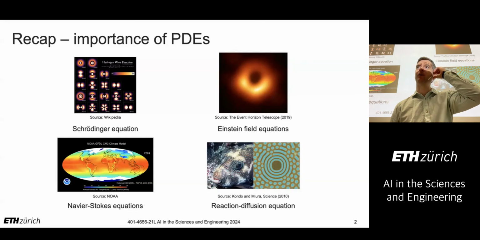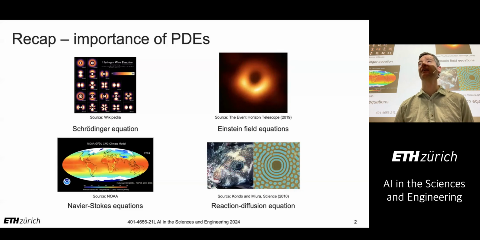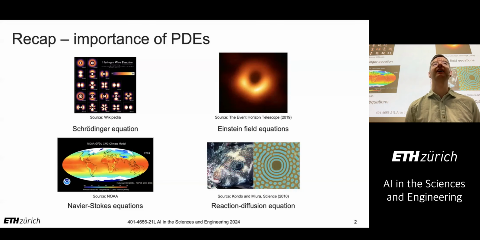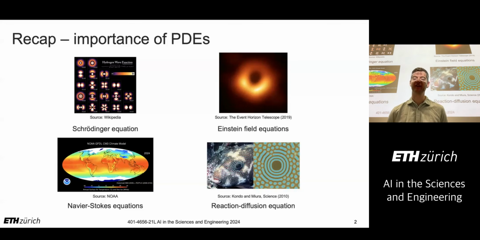PDEs are also really important to understand phenomena that happen here on Earth. So, for example, the Navier-Stokes equations are really essential for understanding how the climate evolves and the fluid dynamics of the climate. And then what's amazing is that some biological systems can also be described by PDEs. So, for example, the reaction diffusion equation can be used to model how the patterns on animal skin evolve over time as they grow. So this is why we place a lot of emphasis on PDEs in this course.